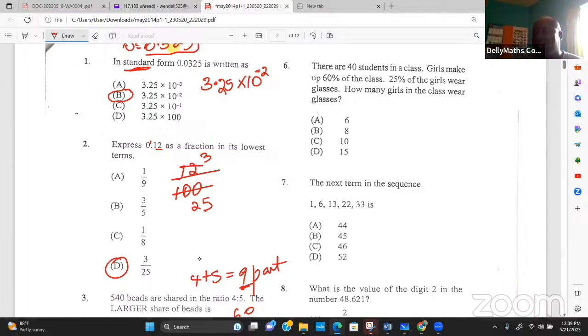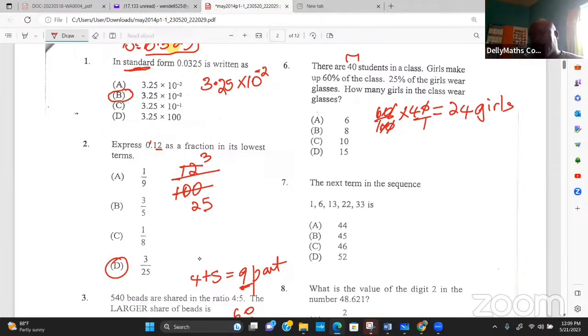Now, understand what's going on. We have 40 students. So 60%, all right? You could set this up normal, 60% of 40, and you find what that is. Check it out. We cancel that 0, we cancel this 0. So there are 24 girls out of the entire class.